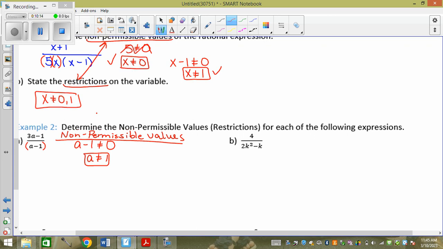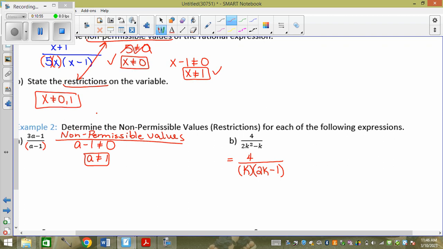Okay, B. I have 4 over 2k squared minus k. Because I'm only asking for restrictions, I'm only looking at the denominator. Can I do anything to that denominator? You take out a? Someone said it. A k. So I get a k. Then I get a bracket. 2k squared divided by k is 2k. Minus k divided by k, minus 1. Remember when I take a GCF out of 2 terms, in the brackets I should still have 2 terms. True statement? This k sitting in front can go in its own bracket.